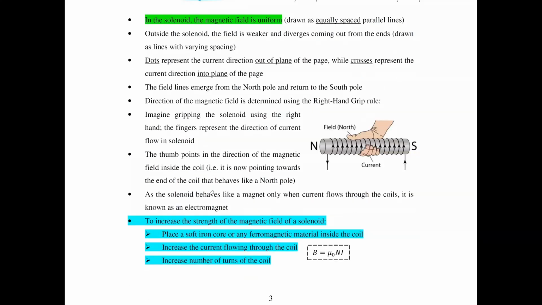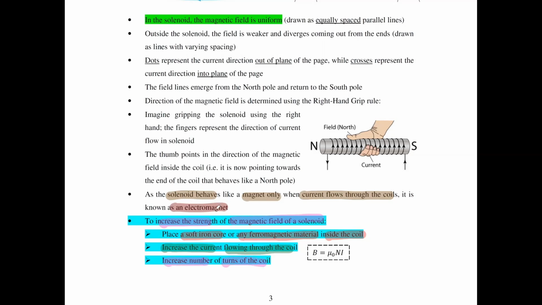As the solenoid behaves like a magnet only when current flows through the coils, it is thus known as an electromagnet. Now, when you want to increase the strength of the magnetic field of a solenoid, there are a number of things that you could do. The first one is to place a soft iron core or any ferromagnetic material inside the coil. The second thing you could do is to increase the current flowing through the coil. And lastly, you could also increase the number of turns of the coils.